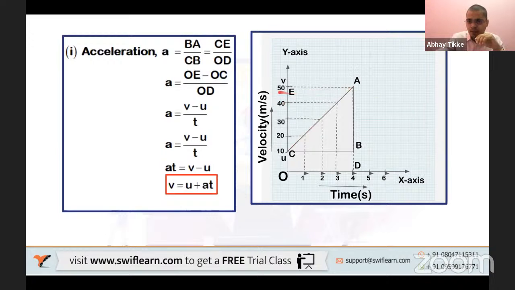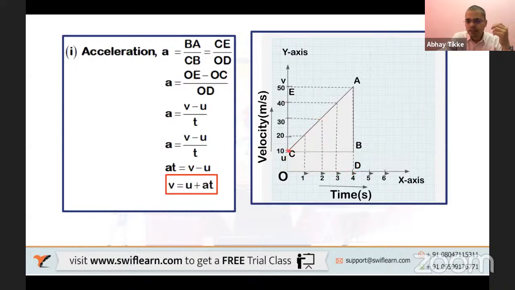BA is basically equal to CE because EABC is a square. Opposite sides of the square are equal, isn't it? So AB is equal to CE, right? So I can write CE instead of AB. Similarly, CB I can write as something else.